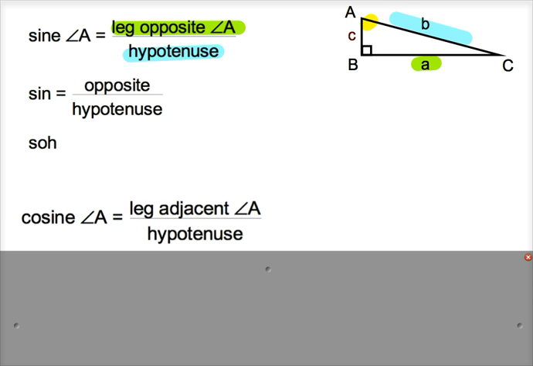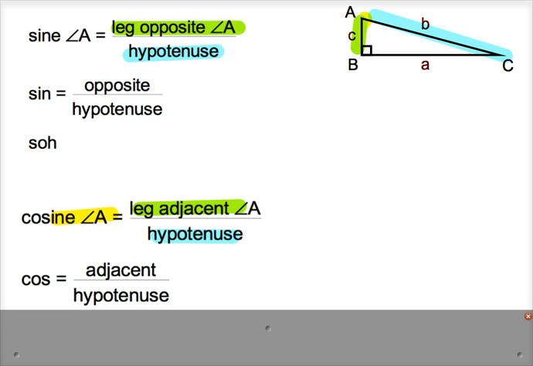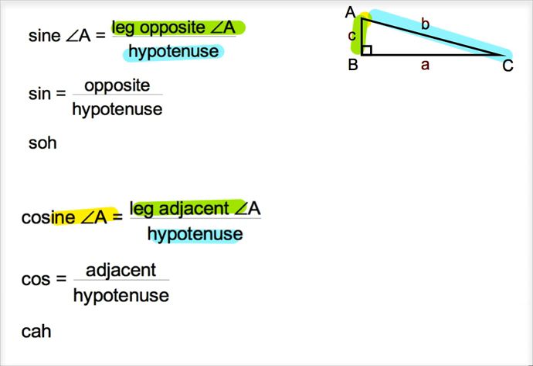The cosine, if I go back up to my right triangle, the cosine of angle A ends up being the leg adjacent to A, which is right here, divided by the hypotenuse, and the hypotenuse again would be B. So cosine is adjacent over hypotenuse, or sometimes you just might remember it as cos.